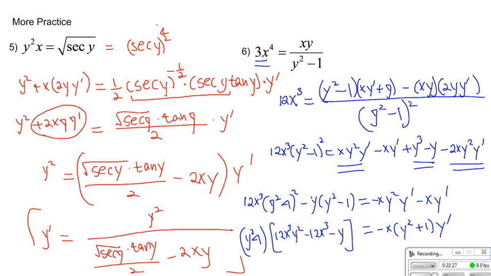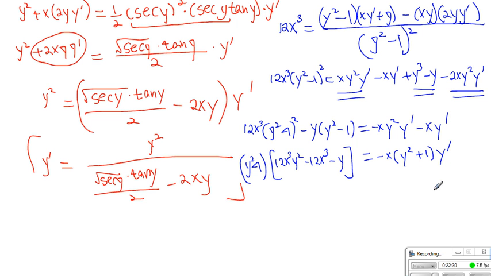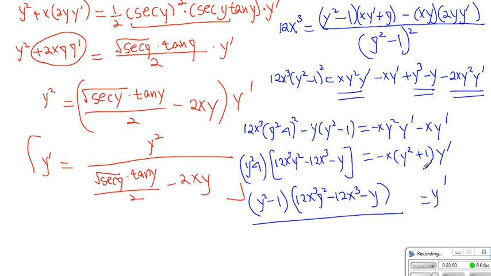Then in conclusion, what we end up getting is y prime will end up being y minus y squared minus 1 times 12 x cubed. I'm just copying down this portion first, minus 12 x cubed minus y, but divide the entire thing by this expression, which is negative x times y squared plus 1.